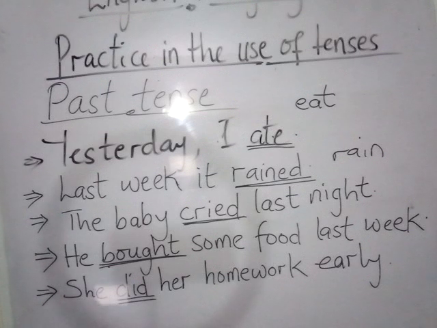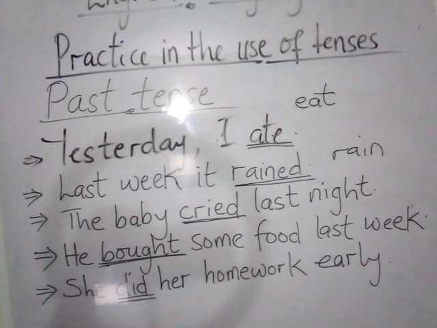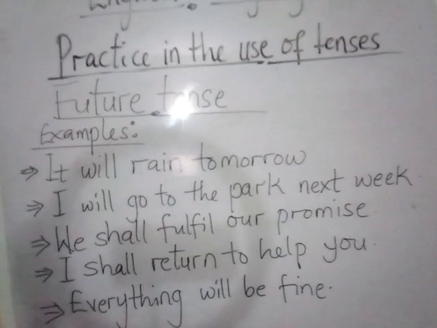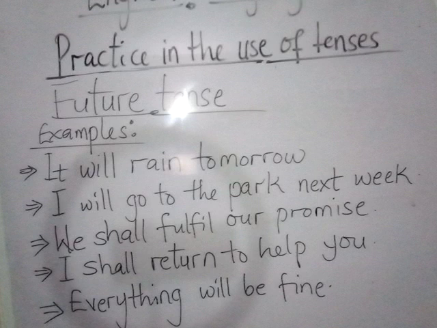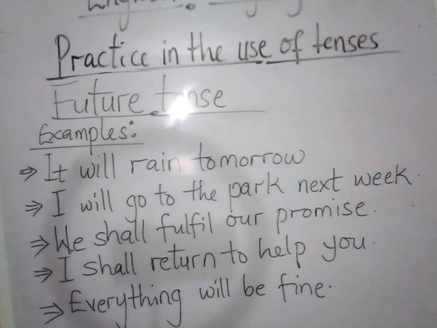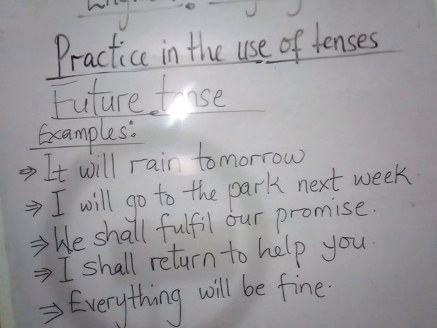So the last part that we're going to look at is the future tense. Lastly, we're going to look at some examples of future tense. Remember, we said that future tenses are those forms of verbs in English that help to tell us about events that are yet to happen, things that will happen in the future, things that haven't happened yet, but are going to happen.